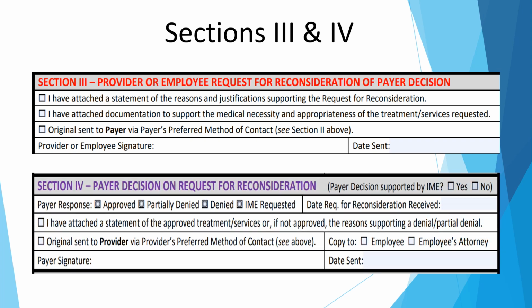You, as the claims adjuster, as the payer, are going to respond with Section 4. Throughout this entire process, you're going to look at each section and respond based on the provider's best information or their appropriate means of communication. In Section 4, you're going to indicate whether you're going to approve, partially deny, or completely deny that Section 3 request. You can also indicate if you're going to pursue an IME, or independent medical exam, at this time.